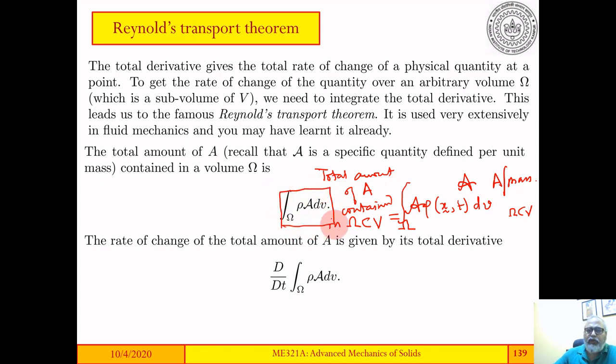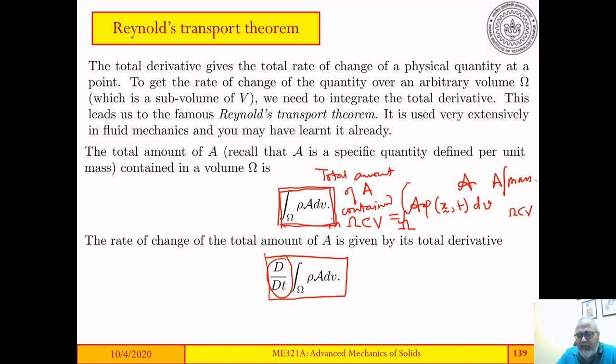And now I want to know what is the rate of change of that total quantity. What is the total rate of change? This is the total derivative, remember. And what is the total rate of change of this whole quantity contained in the volume omega? So what I'm asking is that inside omega, how is the total amount of A held by omega changing with time?